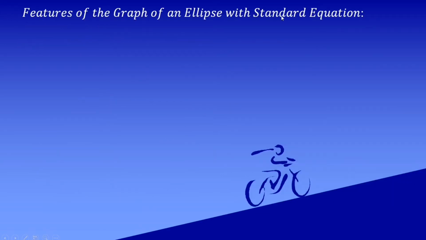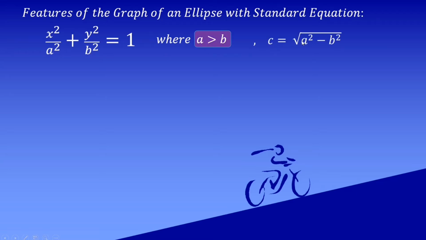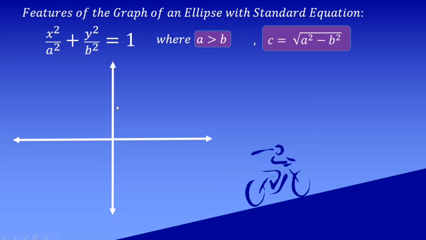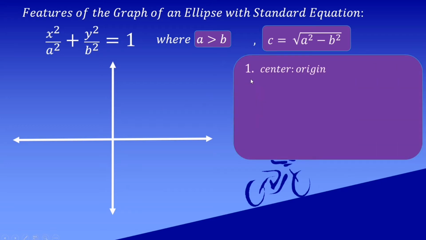Here are the pictures of the graph of an ellipse with the standard equations. So ito yung ating standard equations of an ellipse where the value of a is greater than b. The other component here is c is equal to the square root of a squared minus b squared. Ito yung parts ng ating ellipse with the standard equations. The center is the origin, that would be the coordinate (0, 0). And the other part is the foci, denoted as F1, with coordinates negative c and 0, and F2, the coordinates are c and 0.